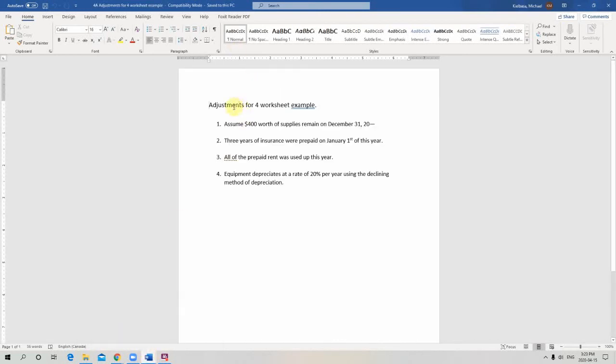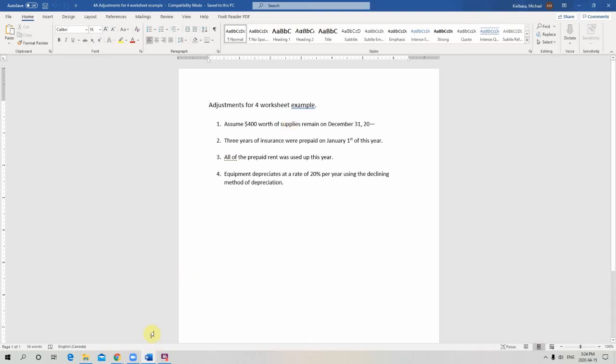All right, so the first adjustment is, let's assume that $400 worth of supplies remain. Keyword is remain, on December 31st, 2020, let's say. Right away, we're dealing with the adjustment for supplies. So we know that the debit is going to be supplies expense and the credit is going to be supplies. Remember, you have to memorize the adjustments. Okay, so supplies expense and supplies.